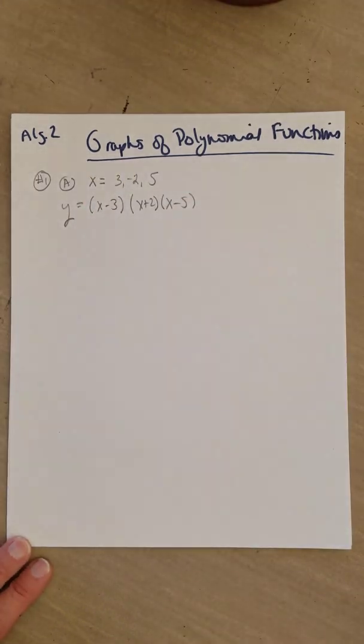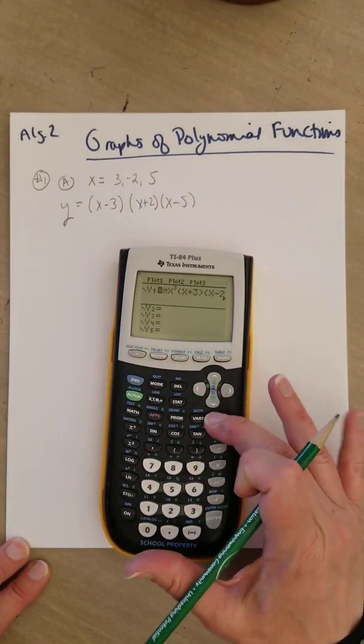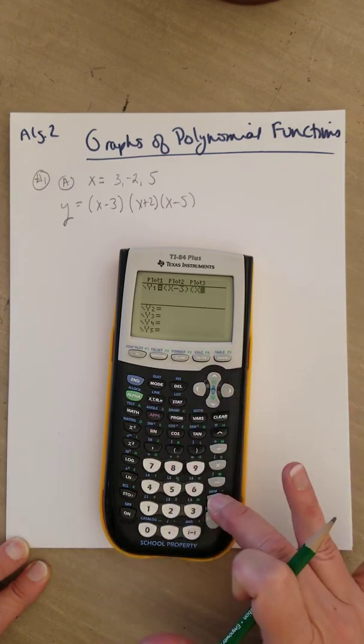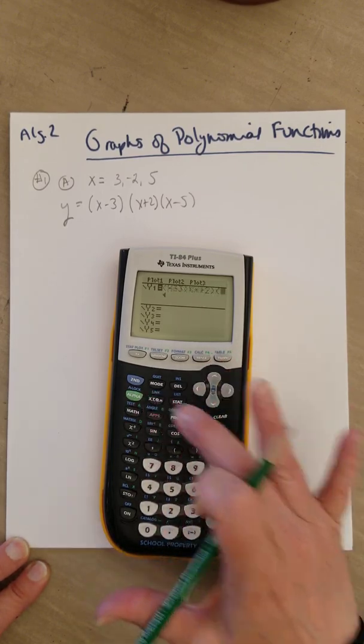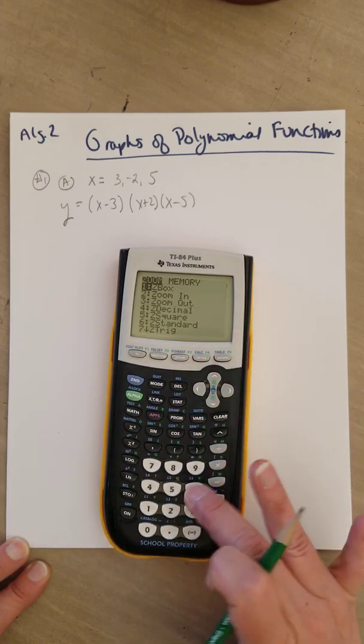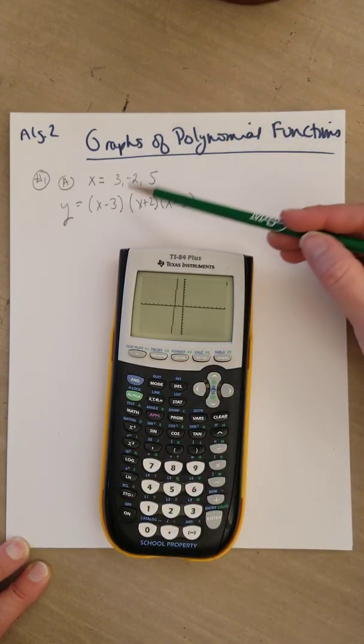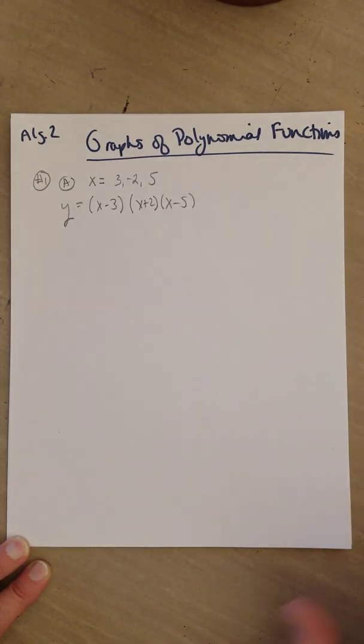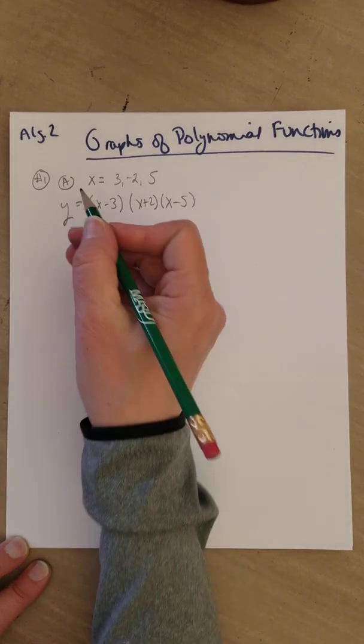What we're going to do next is make sure that that actually happens. So if I have an x minus 3 times an x plus 2 times an x minus 5, it should pass through all those points. I'll do a zoom 6. At 3, we're going to go here. So it passes through at 3 right here, 5 there, and -2. Feeling good about that? That's my equation. All right, so that's A.